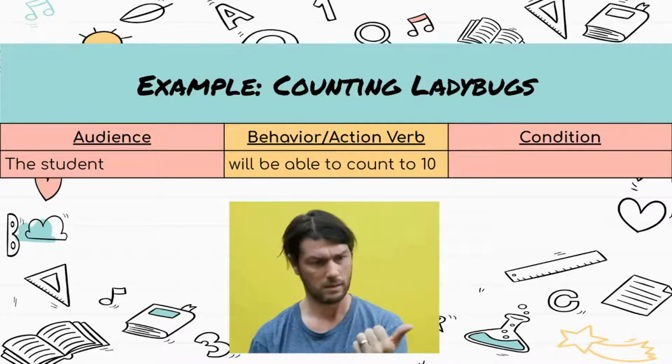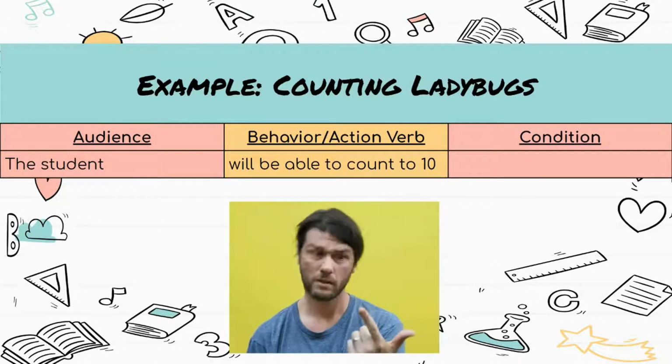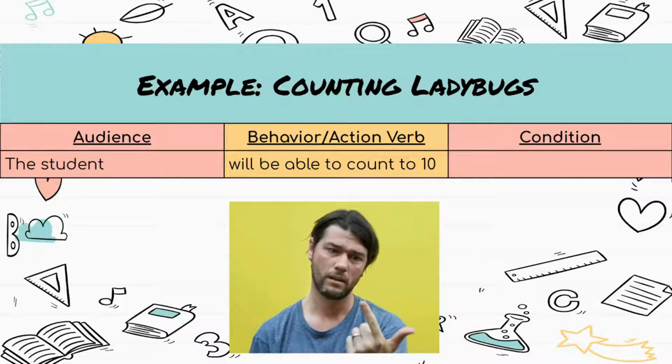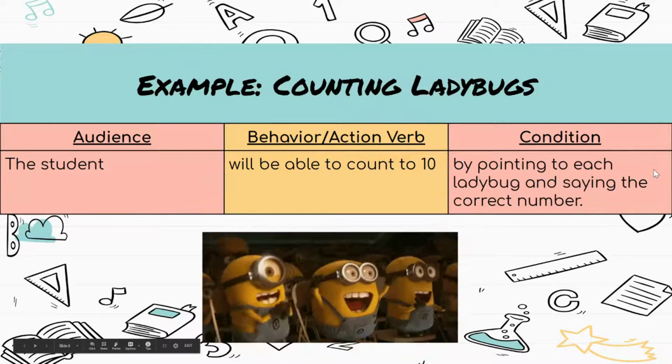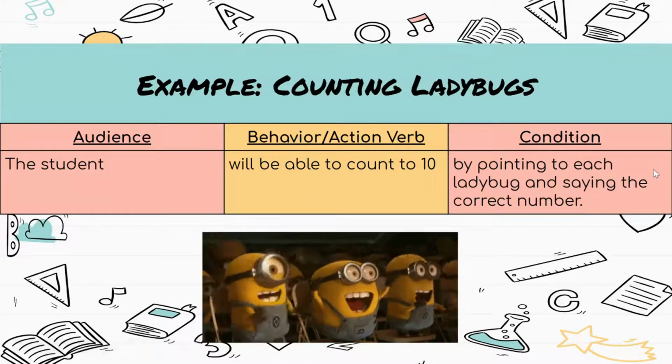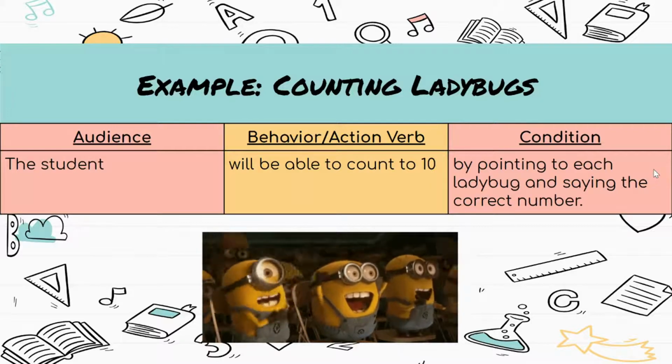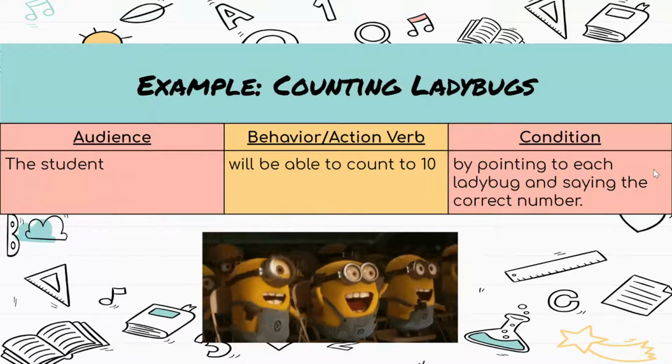That's a specific and measurable behavior that the teacher can focus on for the student. So the teacher is focusing on getting all of his or her students to count to 10. And the condition is by pointing to each ladybug and saying the correct number. So the entire learning objective just flows that way. The student will be able to count to 10 by pointing to each ladybug and saying the correct number. You know who's doing it, what they're doing, and how they're doing it.